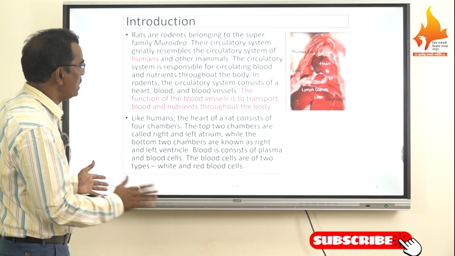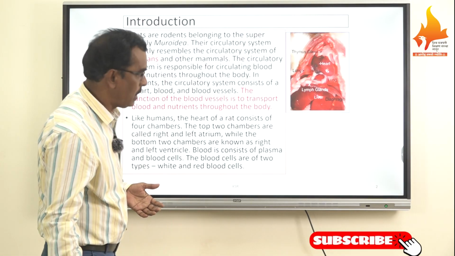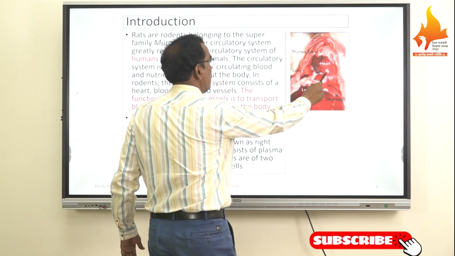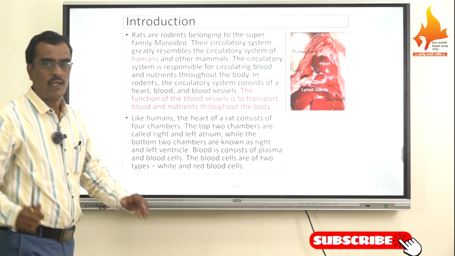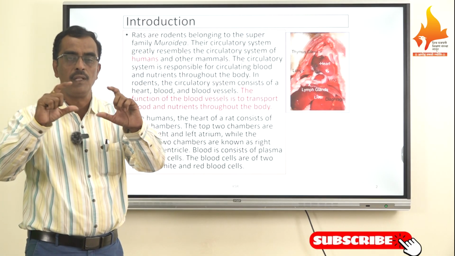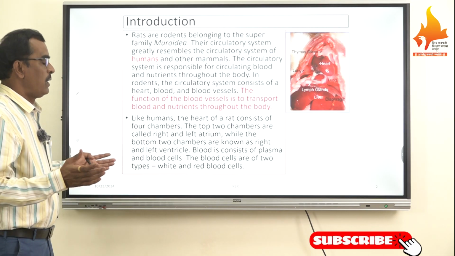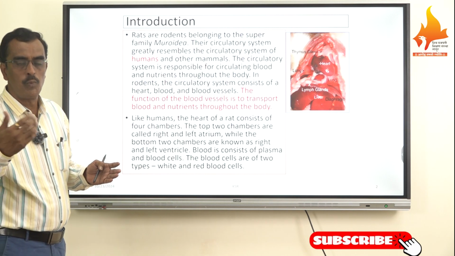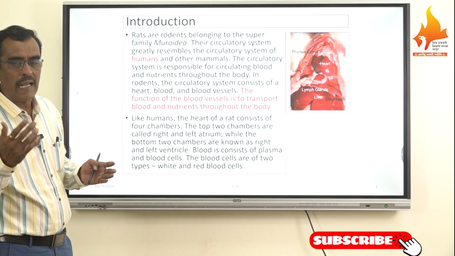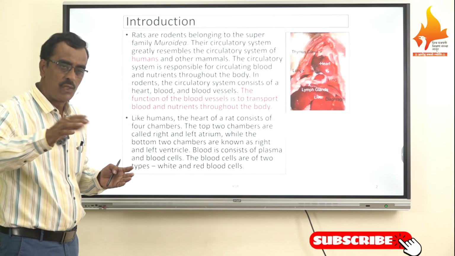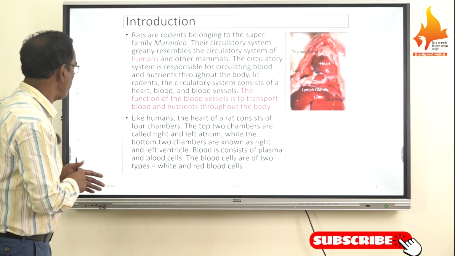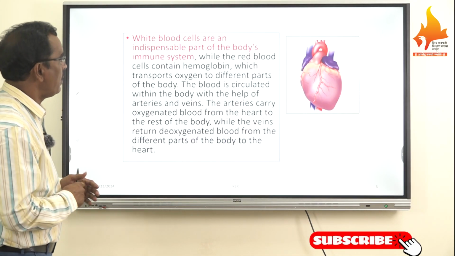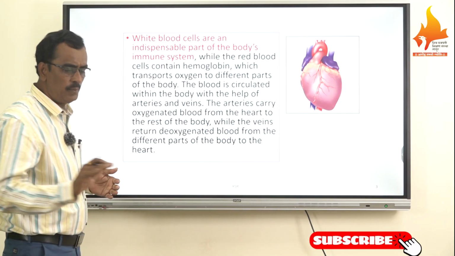And you can see the position of the heart of rat. You can find that this is the location of the heart of rat, which is present in the thoracic cavity, and it is present in between the 2 lungs, because the heart requires the deoxygenated blood to be purified from the lungs and oxygenated blood to be received from the lungs. So here you can see the position of the heart. It is present in the thoracic cavity.